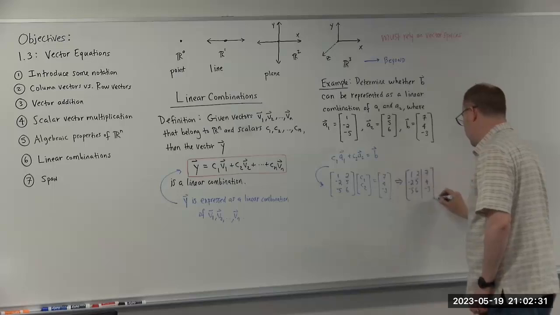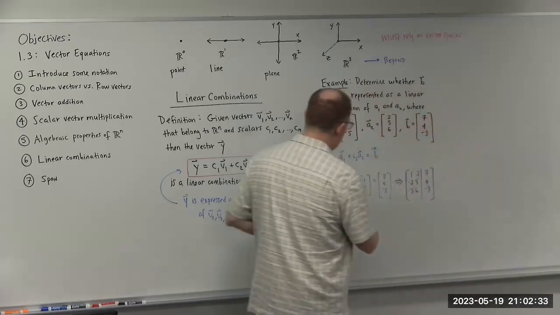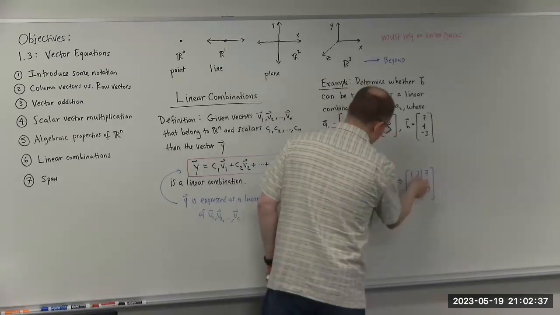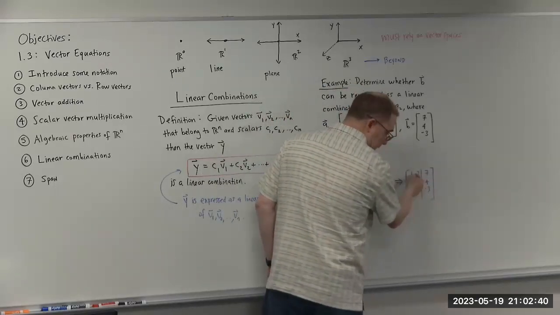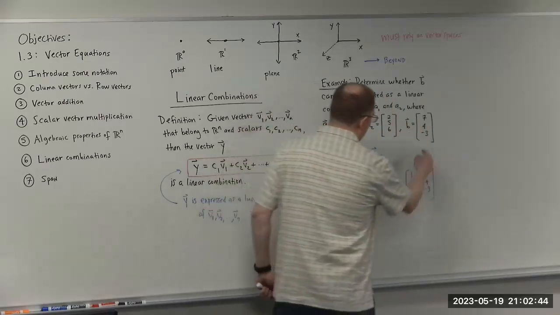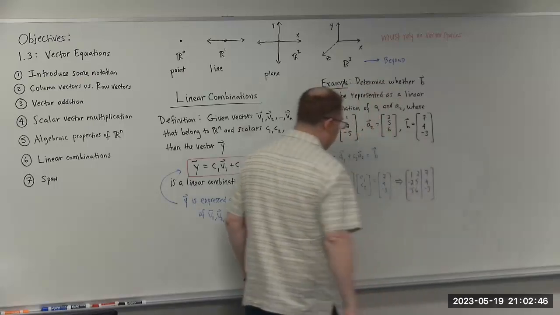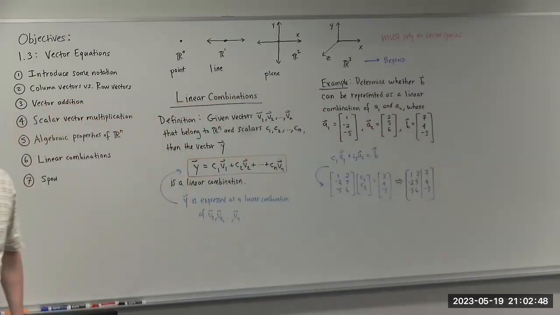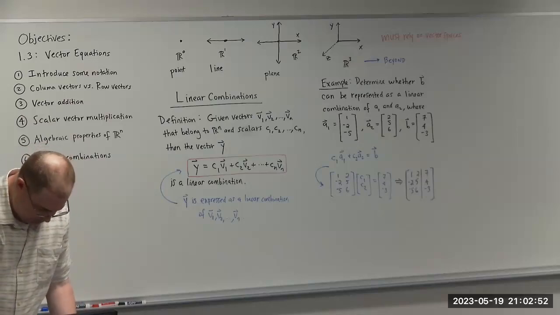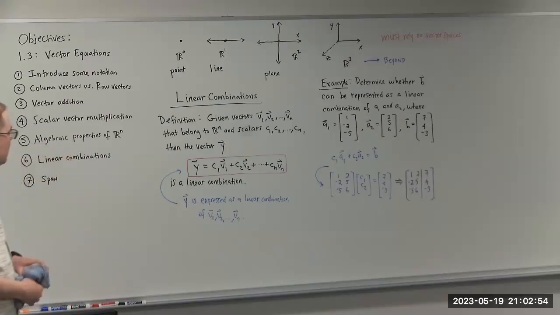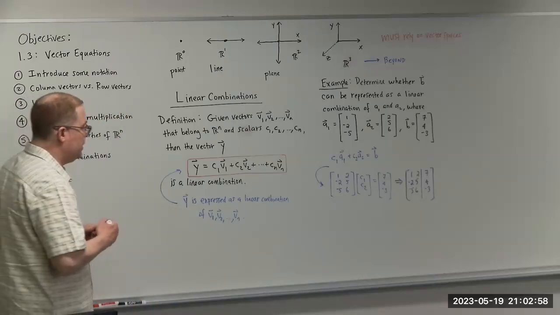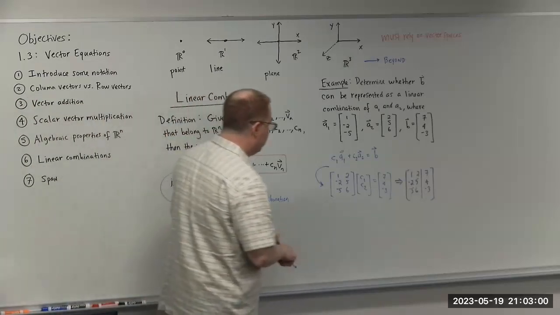Okay, so there's our augmented system. There's our A1, there's our A2. That gives us our matrix A, the coefficient matrix, and then there's our B vector. All right, so we go through the row operations. If you want to see the details of that, it's in my notes.